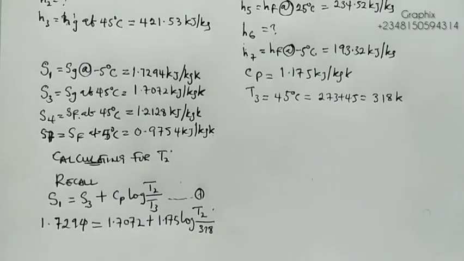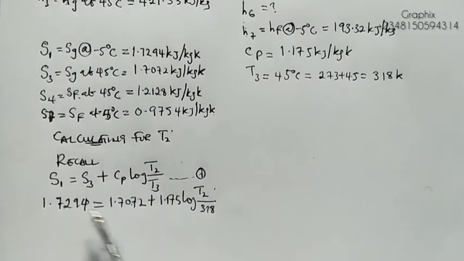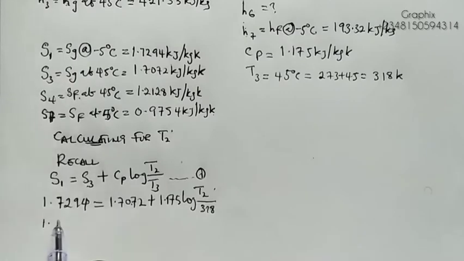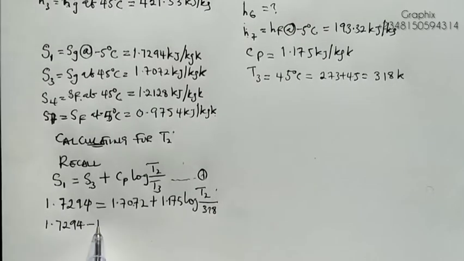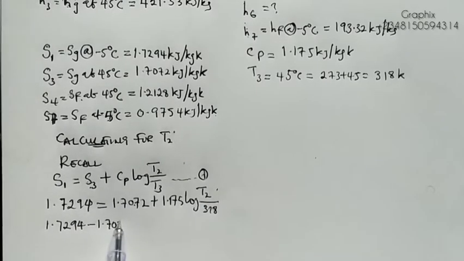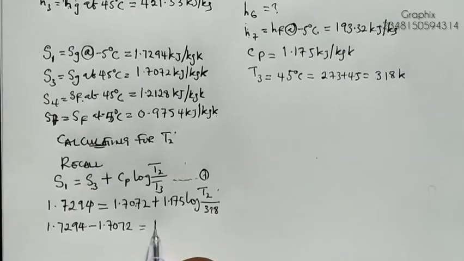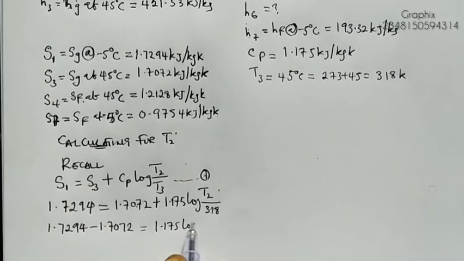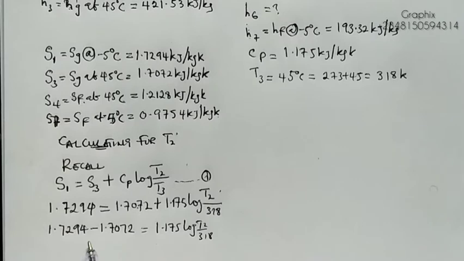So let's start. Moving forward here, I'll take this to this point. So I'll be having 1.7294 minus 1.7072, because when this term comes here it becomes negative, equals 1.175 log T2 over 318. So we subtract these two, and when you subtract these two here, you're going to be having this.